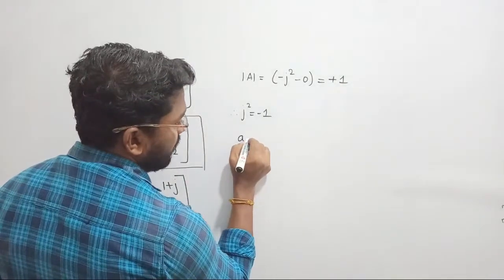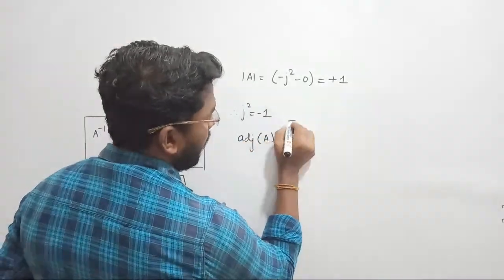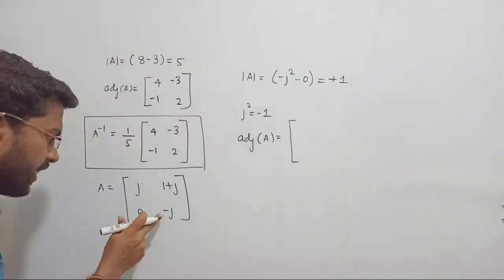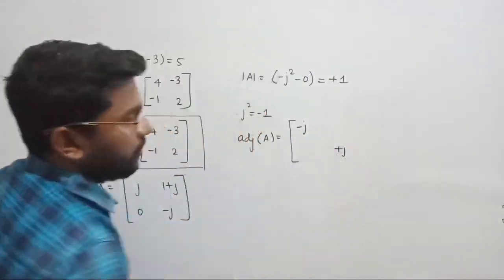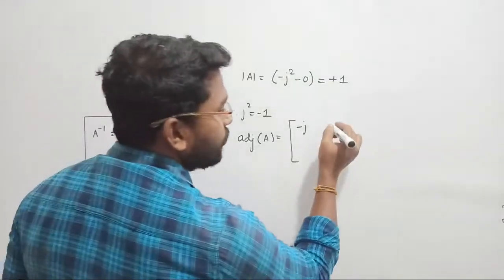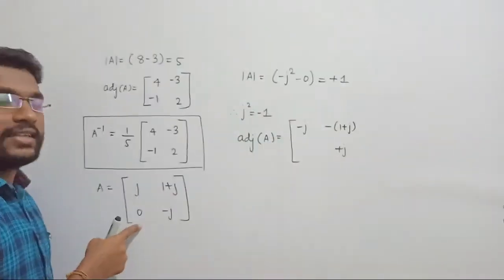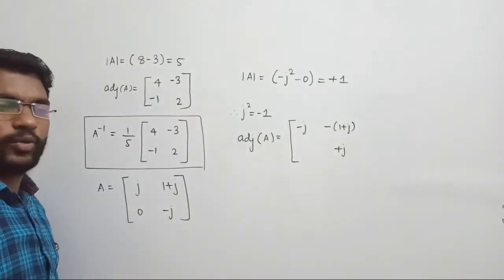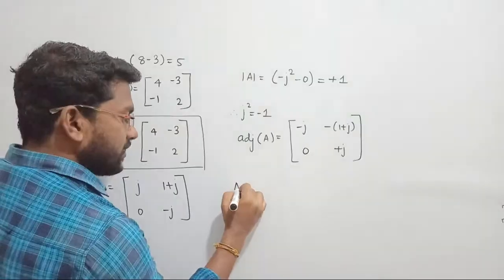Let us find the adjoint of this matrix. If you want to find the adjoint, that is very simple. Just interchange the position of the diagonal elements, so it is going to be minus J and plus J. And what about the off diagonal? We have to change the sign, so minus of 1 plus J. Now I would like to change the sign of 0. Is there any difference between minus 0 and plus 0? No, 0 is worthless information, so I can just consider 0. Clear? That gives the A inverse for this matrix.